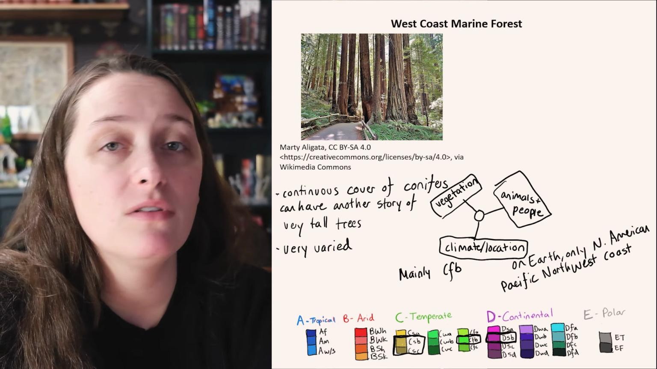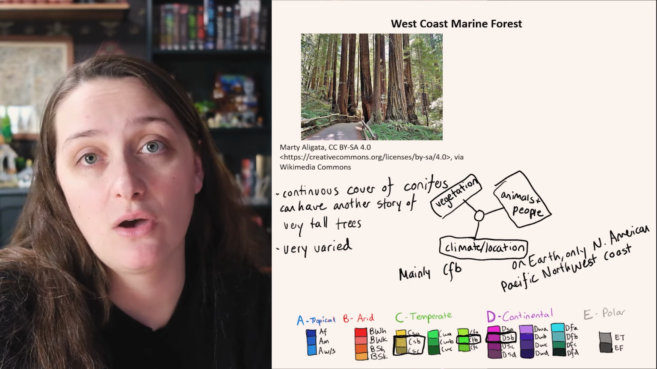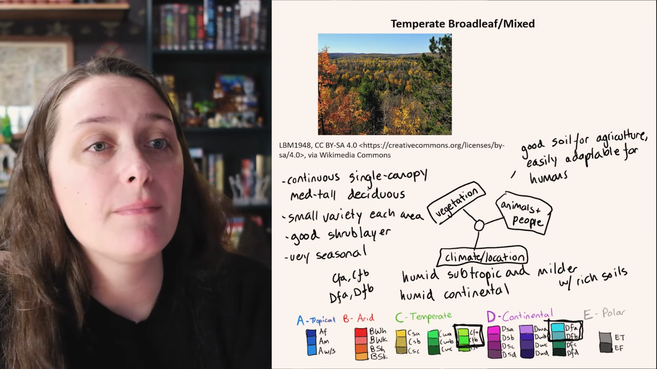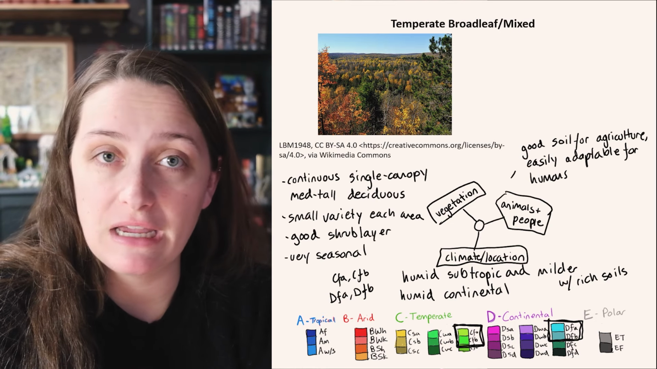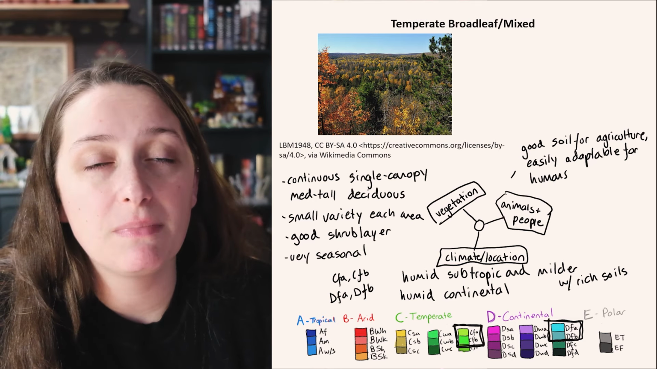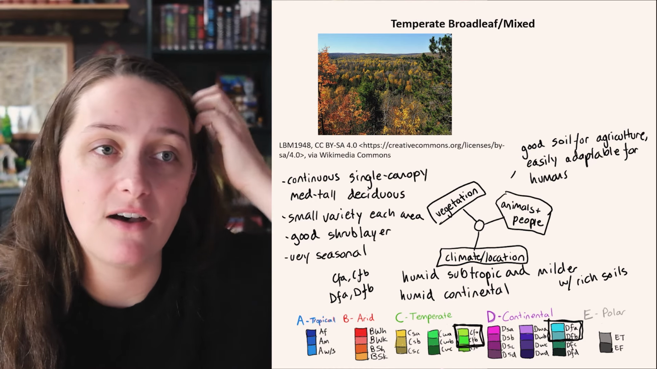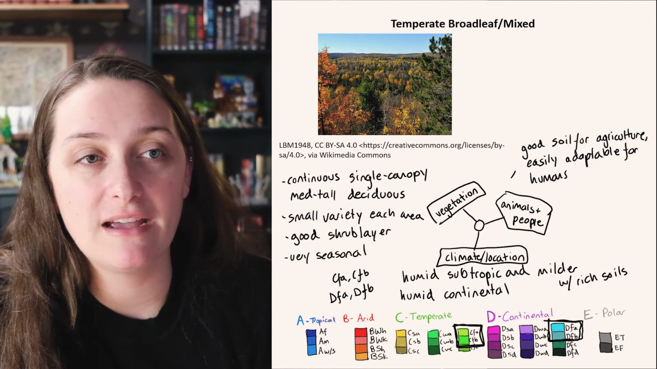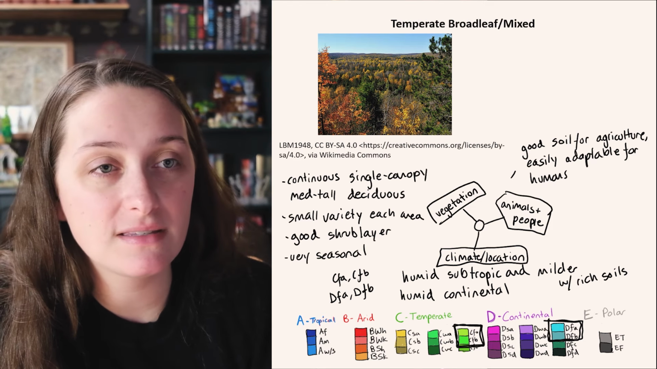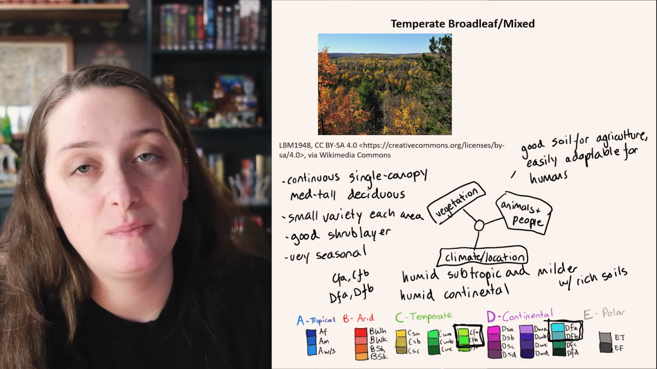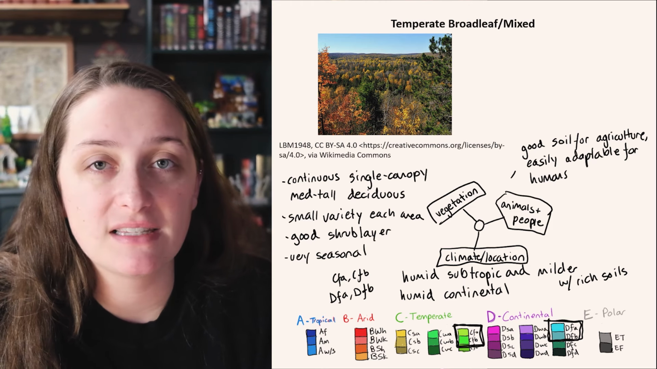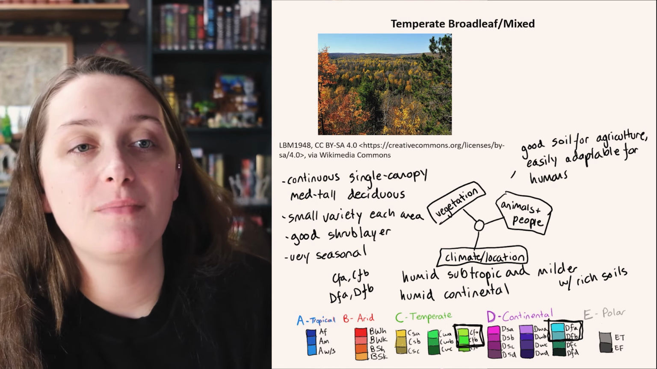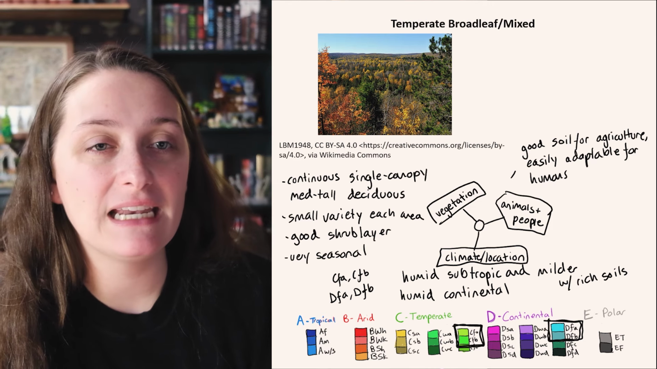And on Earth, these can only be found in the North American Pacific Northwest coast, mainly CFB and some of the bordering Mediterranean climates. Next, we have temperate broadleaf and mixed forest, or our summer green forests. These are going to have a continuous but not dense single canopy forest of medium tall but not very tall deciduous trees. You could have a shorter layer of trees like dogwoods and redwoods. A small variety of species in a given area, but as you move around to slightly different conditions, you'll see different species of trees showing up. And this biome can actually be divided into 5 different zones, but we aren't going to get into that.